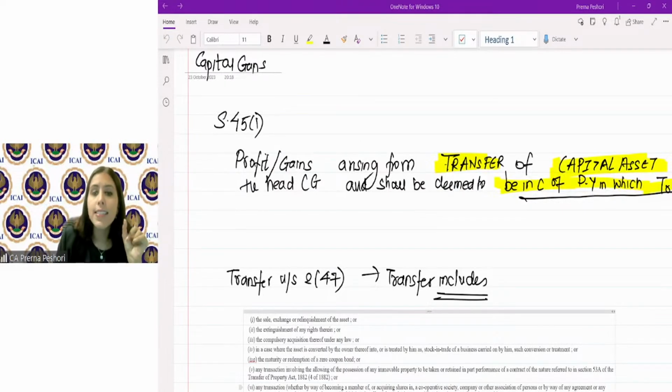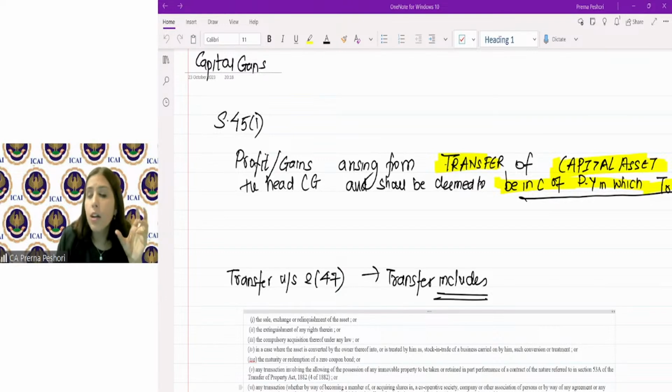Then we saw 50CA. 50CA is for the unquoted shares, the shares which are not listed on a recognized stock exchange. In that case, if your sale consideration is less than the fair market value as determined as per Rule 11UA, then you will take the FMV. So that is as per 50CA.